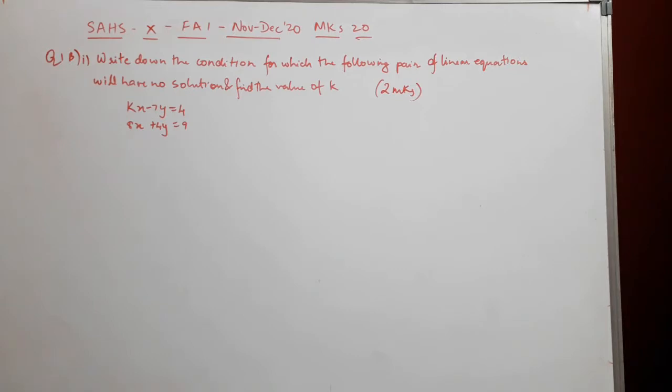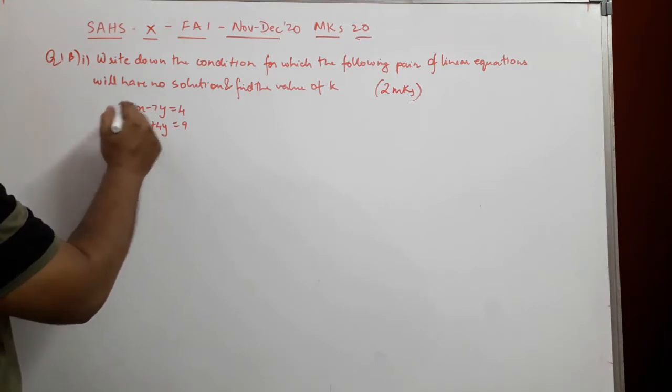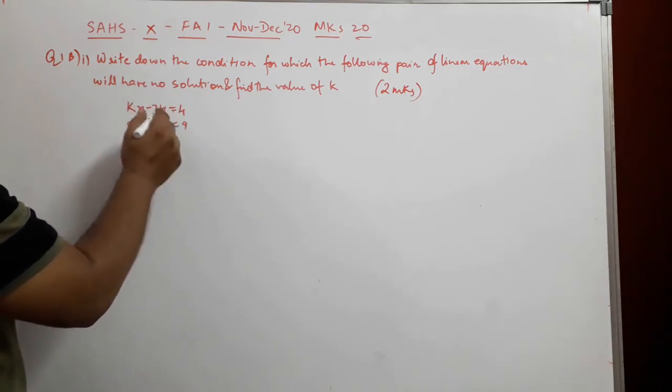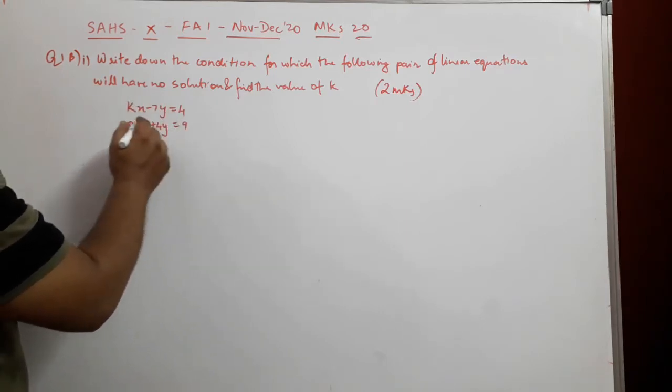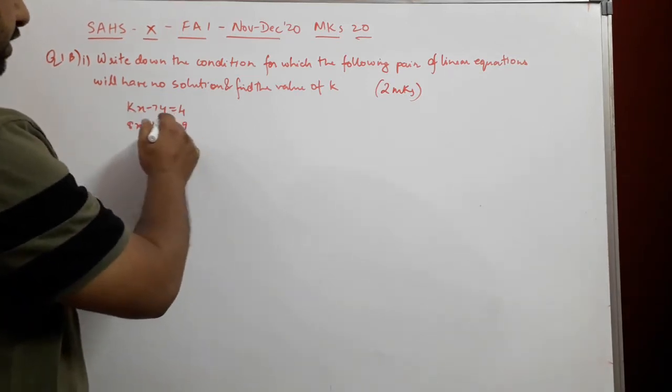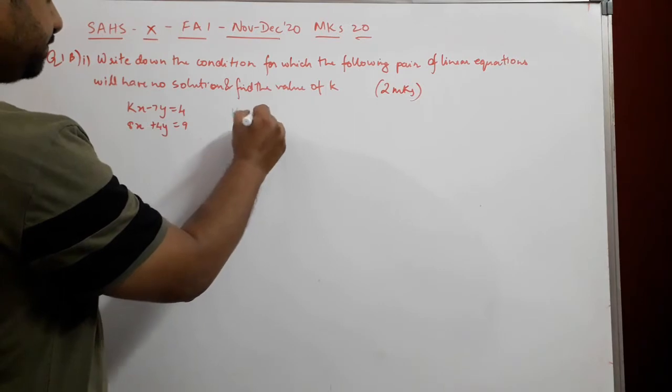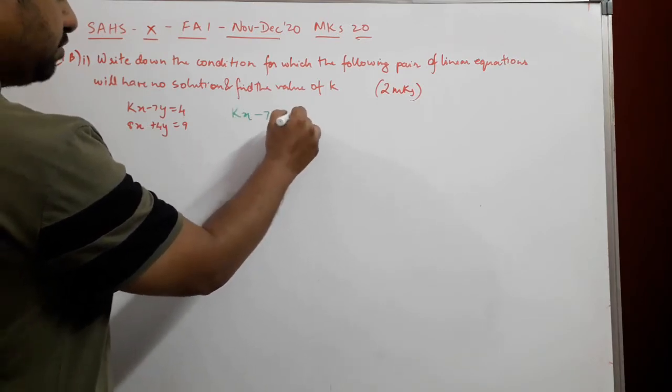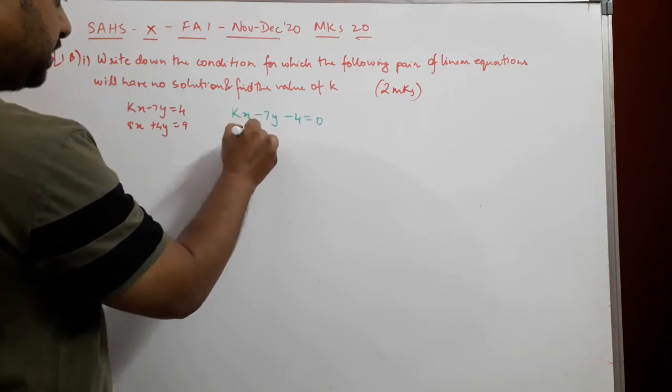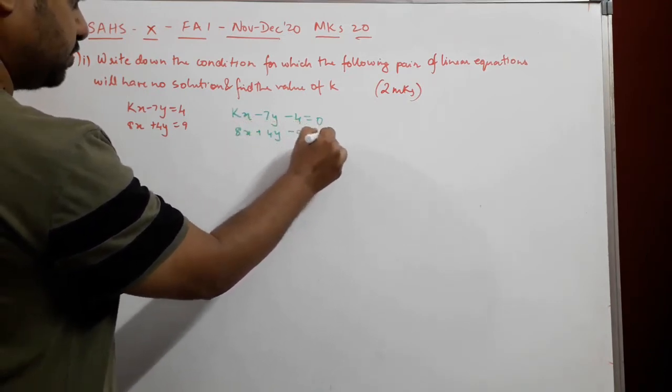Question 1b has got 2 parts or 2 problems. First one is, write down the condition for which the following pair of linear equations will have no solution and find the value of k. These are the 2 equations given. Let us first write down the equations. Based on the general form of linear equations, we will write down what is a1, a2, b1, b2 and c1, c2. If we convert this into our linear form, it should be this way: kx minus 7y minus 4 equal to 0, and this will be 8x plus 4y minus 9 equal to 0.